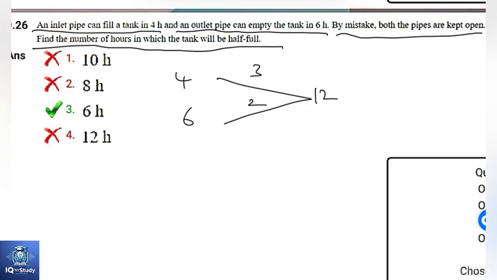We have to find the number of hours in which the tank will be half full. Half means 12 by 2, which is 6. So, in 6 hours, it will be half full.